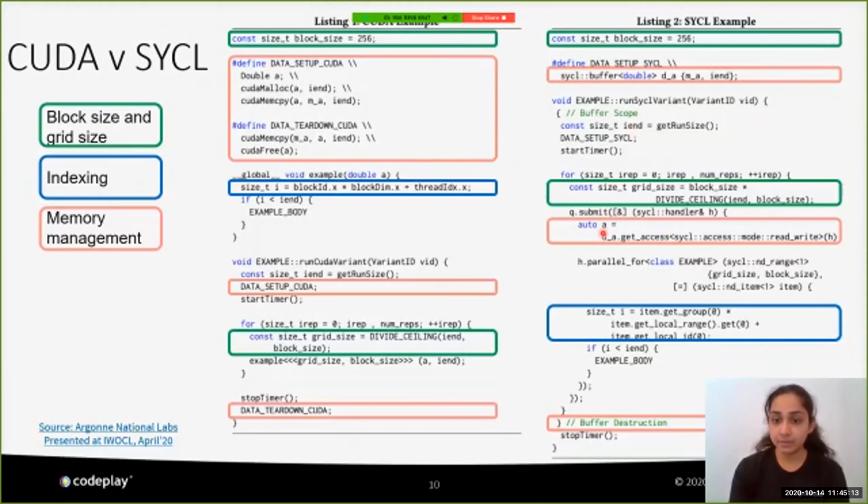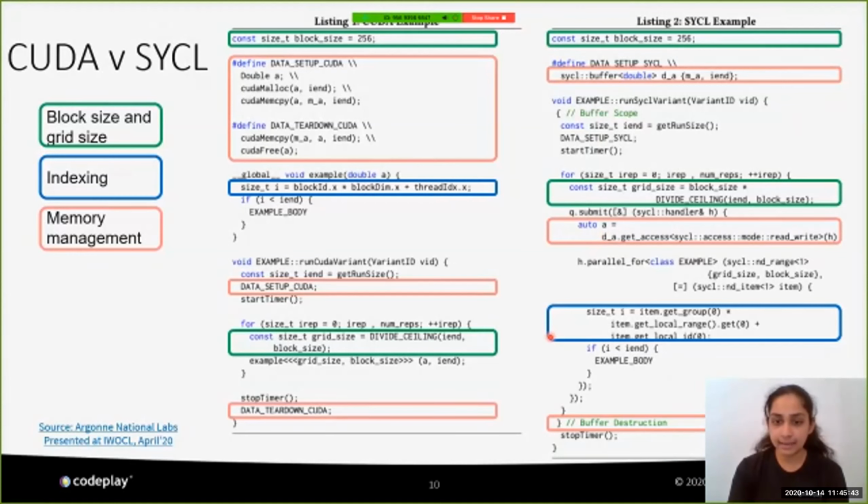To every lambda function, or every command handler or submit that we give to a particular queue, we pass the buffer, and we can use something called accessors to access the memory that we have on the device. So that is what is shown over here. We have an accessor called A, which can be used in different modes, either read mode or write mode, depending on what operation we want to perform on the data available in this buffer.